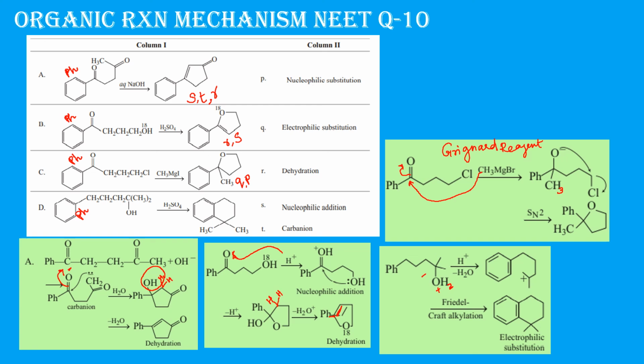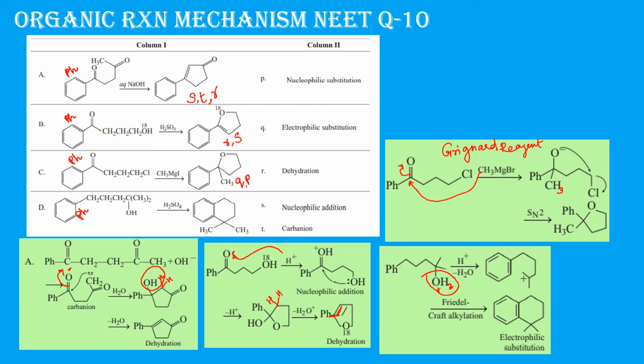After that, the removal of water will take place, and here the carbocation will form. This carbocation then undergoes Friedel-Crafts alkylation. Whether it is any benzene ring, here the alkylation is taking place in the benzene ring, which means that is Friedel-Crafts alkylation. Here the electrophilic substitution takes place.